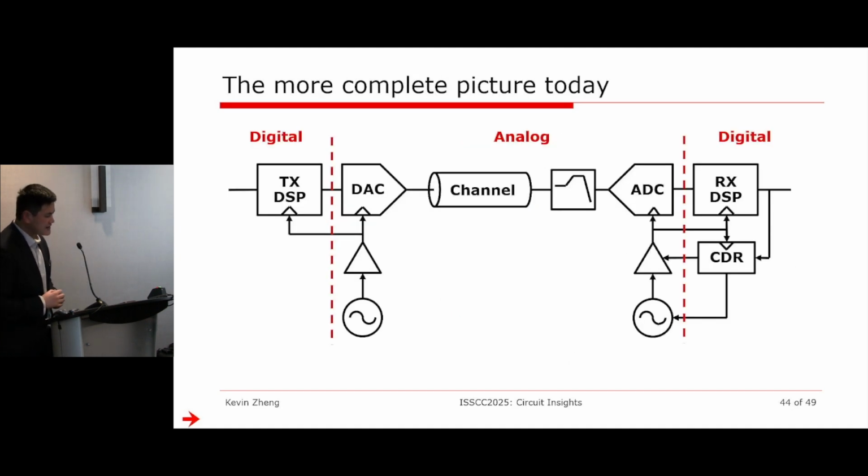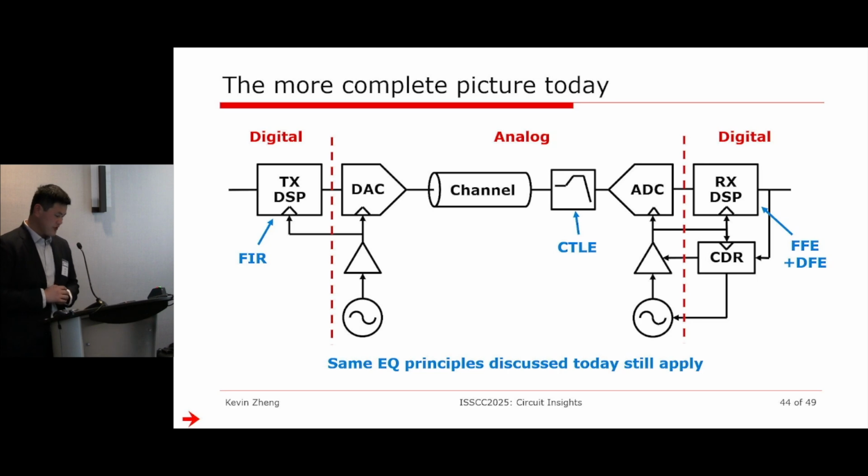And last but not least, this is the complete picture today. Everything kind of moved into a digital to analog, back to digital signal processing chain. And this is in order to support that PAM4 modulation I just showed you. However, the same equalization principles we discussed today still apply. It's just that I'm not implementing it in the analog domain anymore. I'm just doing math in the digital domain. The key here then is to design a reliably good digital to analog converter or analog to digital converter.